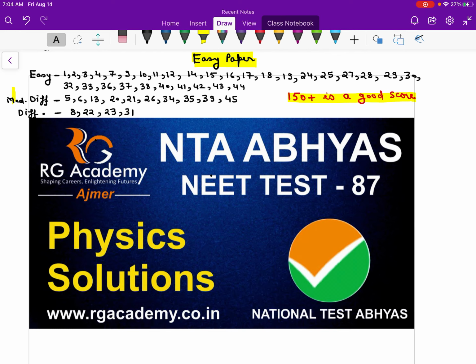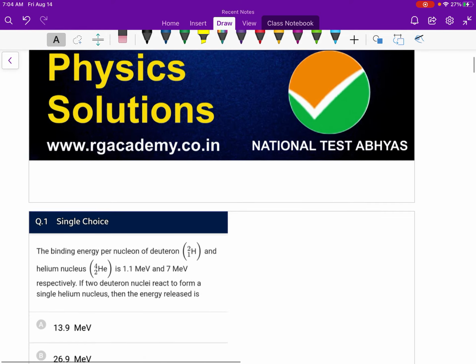Overall the paper is on the easy side. 3 questions are in the difficult category, 10 questions are in the medium difficulty category and 32 questions are in the easy category. So according to me, 150 plus is a good score. So let's see the first question.